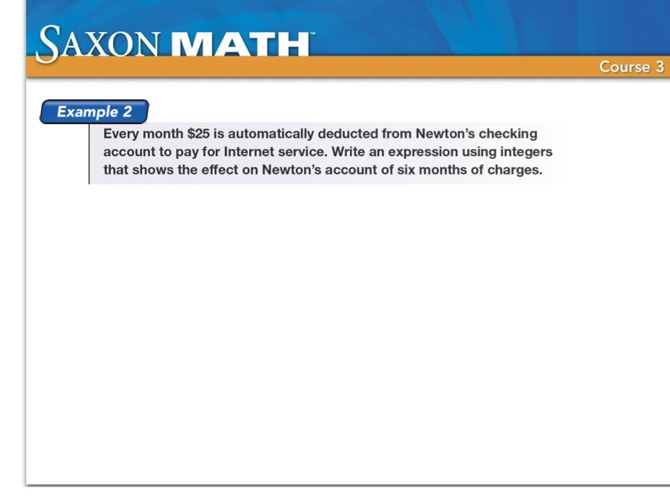Okay, this says every month $25 is automatically deducted from Newton's checking account to pay for his internet service. Write an expression using integers that shows the effect on Newton's account for 6 months of charges. Well, they want to know how much money he is going to lose for 6 months of internet service. So we're going to take the number of months and multiply that by the amount deducted every month.